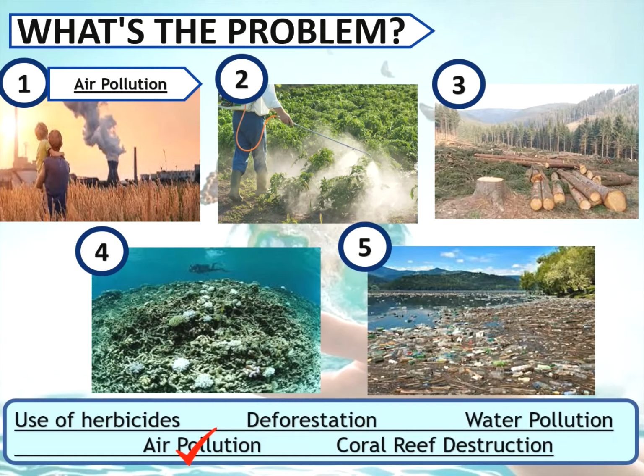What is the answer number 2? That is use of herbicides. Okay, this is another form, class, na human activity na sinasagawa. When we say use of herbicides, it is a chemical that is used to destroy plants, especially the weeds. Later on, I will discuss more about the herbicides. Number 3, what is the answer number 3?